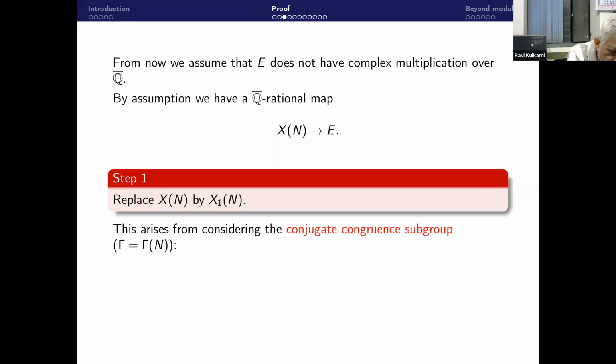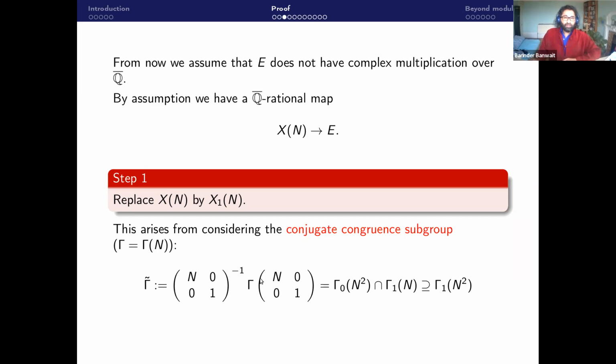Now, the way one does this is to consider what's called the conjugate congruent subgroup. If you have any congruent subgroup gamma, for me gamma is going to be gamma of n, then you can conjugate it by the matrix (n 0; 0 1). This is not in SL2(Z), but that doesn't matter. When you do this, you get this congruent subgroup, gamma 0 of n squared intersect gamma 1 of n.